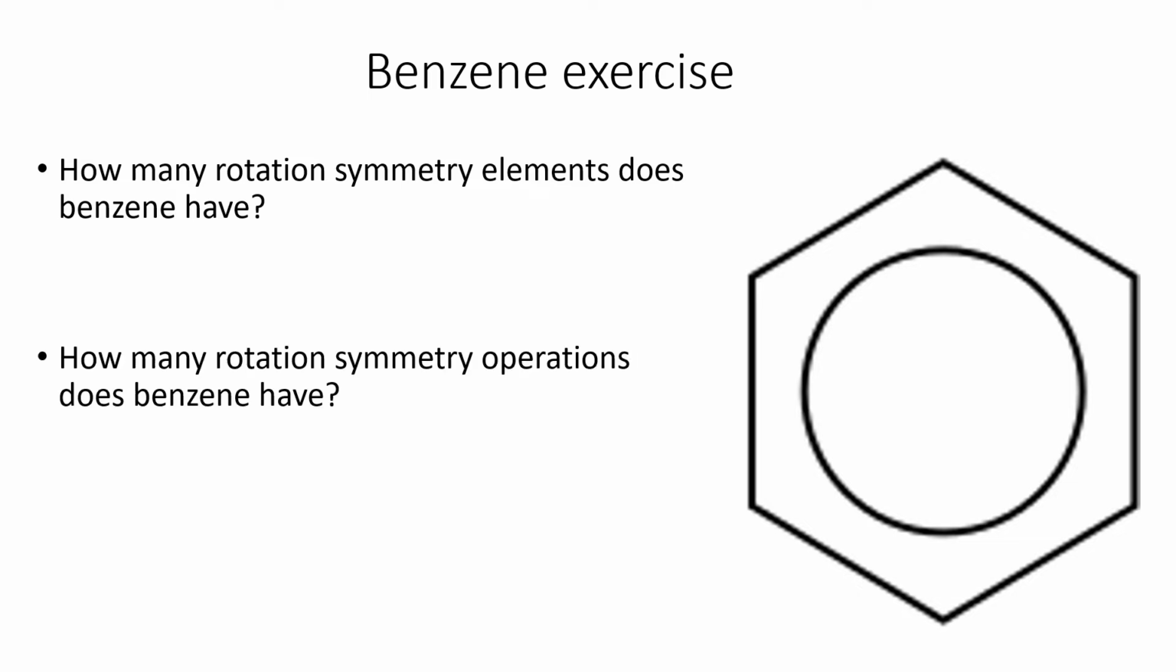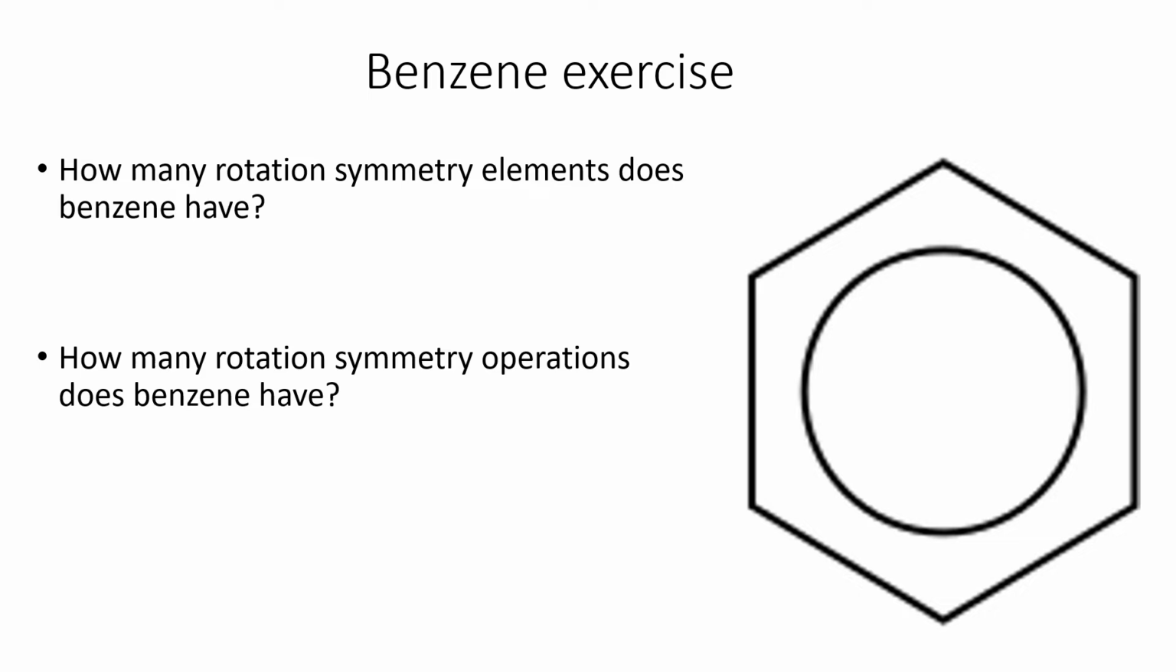So we now ask ourselves, how many operations are there associated with these rotations? Well, for all the C2 axes that we mentioned, there's just one operation associated with those, the 180-degree rotation. But with the C3 axis, as we saw before, there are two operations associated with that, the 120 and the 240-degree rotations.